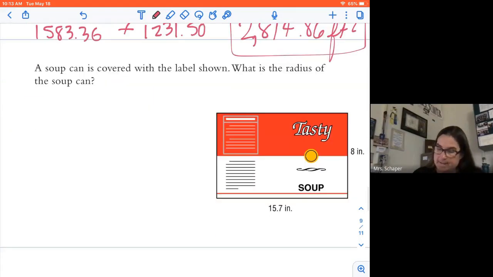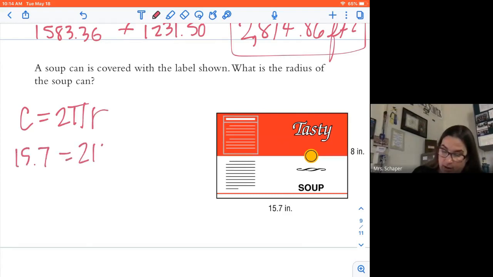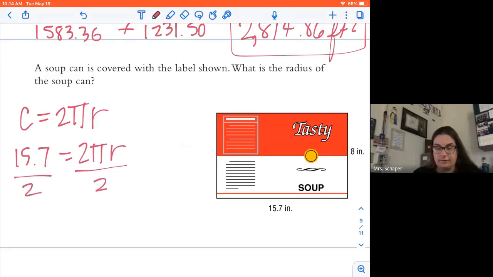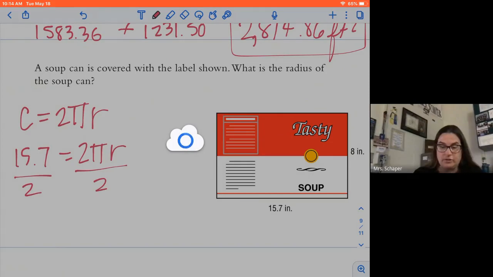So, the soup can is covered. Oh, yeah. Okay, so what's the radius of the soup can? Well, if the circumference is equal to 2 pi r or pi d, I can say that 15.7 is equal to 2 pi r. Divide both sides by 2. So 15.7 divided by 2 is going to be 7.85.